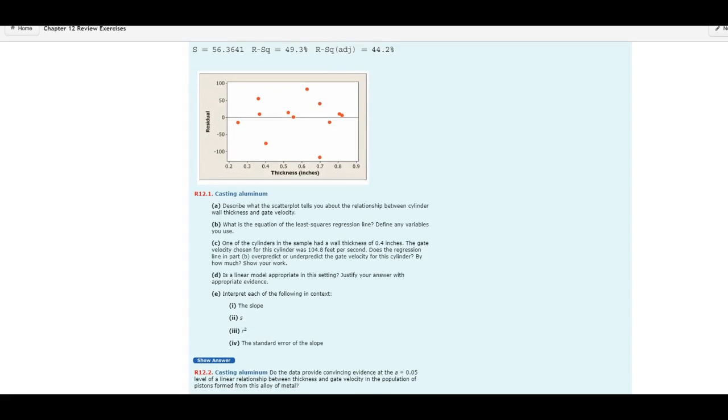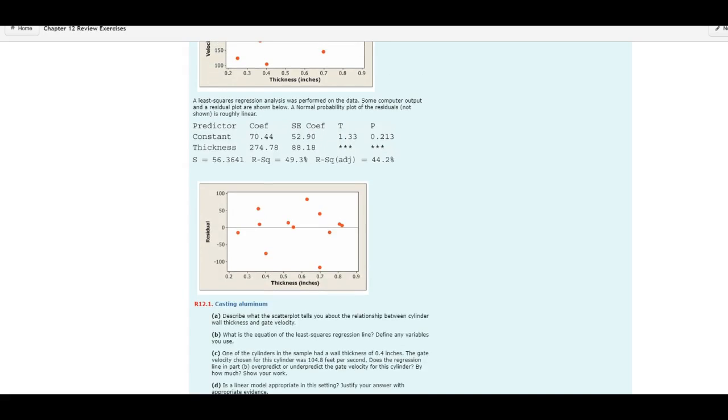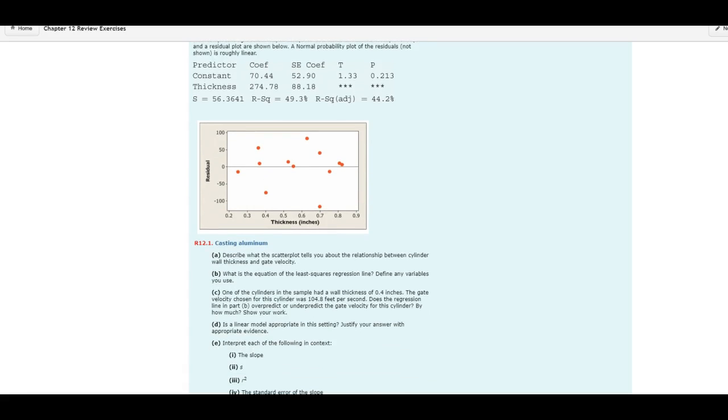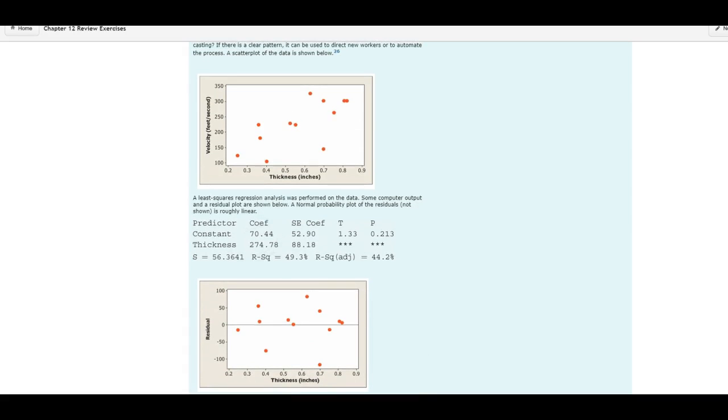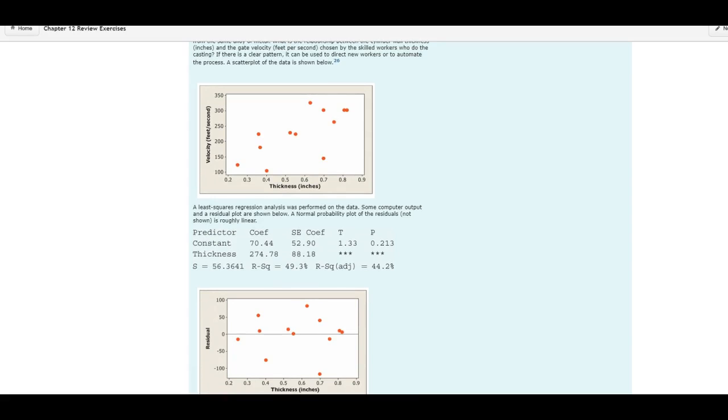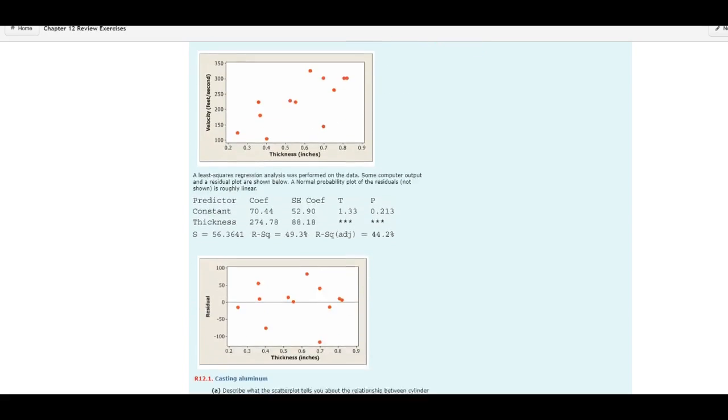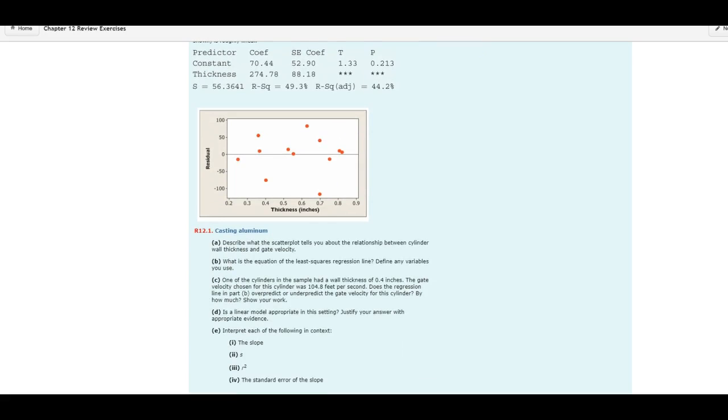This little guy s here, what's that referring to? It's referring to this number up here, 56.36. Two ways you could describe it. It's the standard deviation of the residuals. It's referring to, on average, how big the errors are. Or I think the best way to explain it here would be to call it a typical prediction error. So if I use this least squares line to predict velocity, then on average, my predicted velocity is going to differ from my actual velocity by about 56.3641. Okay, a lot of that should be review.